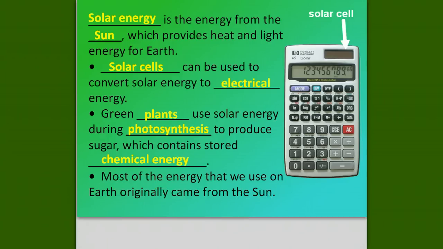Make sure that you get these. Solar energy is the energy from the sun, which provides heat and light energy for Earth. Solar cells can be used to convert solar energy to electrical energy. Green plants use solar energy during photosynthesis to produce sugar, which contains stored chemical energy. Most of the energy that we use on Earth originally came from the sun.